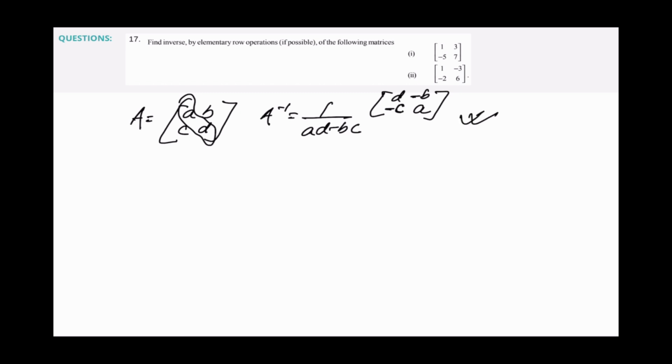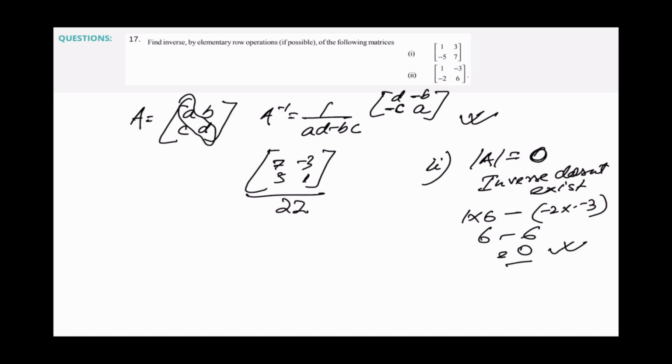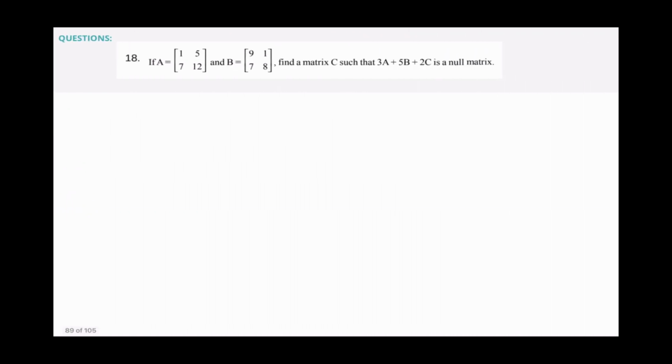So by that way, what is the inverse of the first one? We'll get the answer as 7, minus 3, 5, 1, after interchange, divided by 22. And for the second one, do check that det A is equal to 0. So the inverse doesn't exist. Why? Because I can see 1 into 6 minus 2 into minus 3. Correct. So 6 minus 6 equal to 0, student. So inverse is not possible.